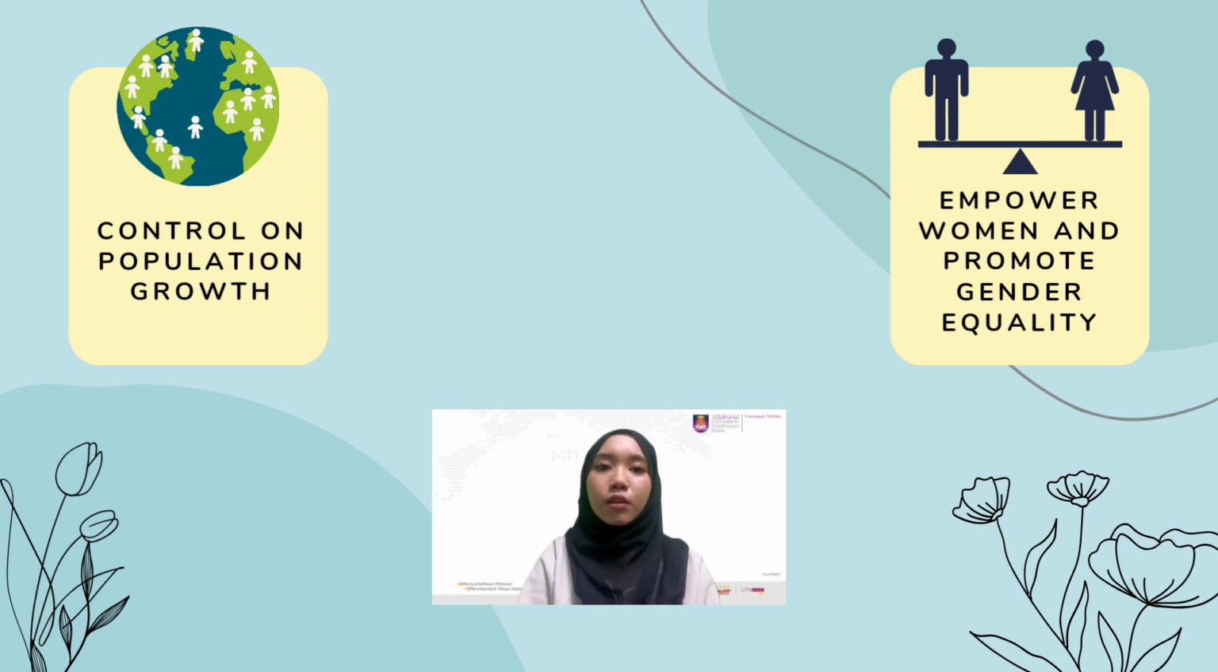Otherwise, on the basis of the present growth rates, India's population would become more than 1.5 billion by the year 2030. Number 5. Empower women and promote gender equality. Promote gender equality and empower women by removing discriminatory barriers and providing equal access to education, health, and economic opportunities. Women's economic empowerment has a positive impact on poverty reduction.